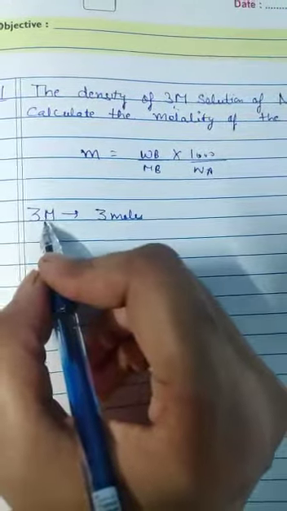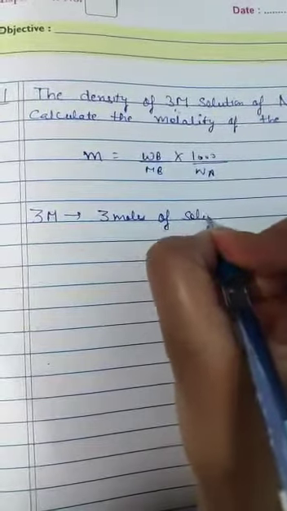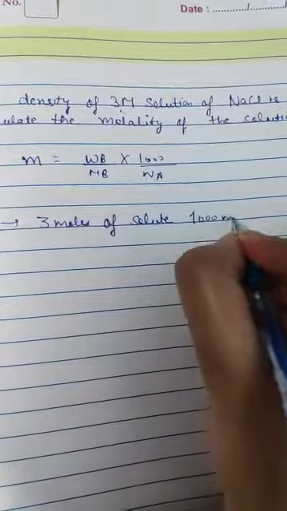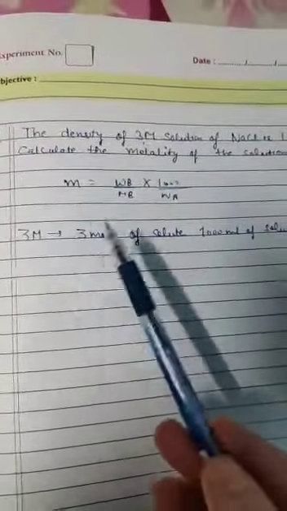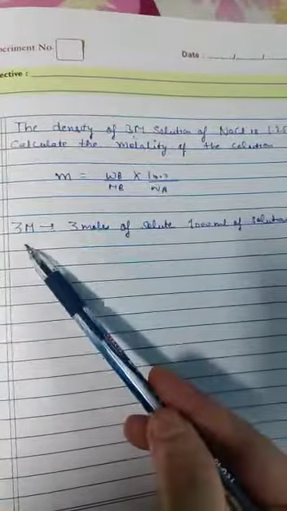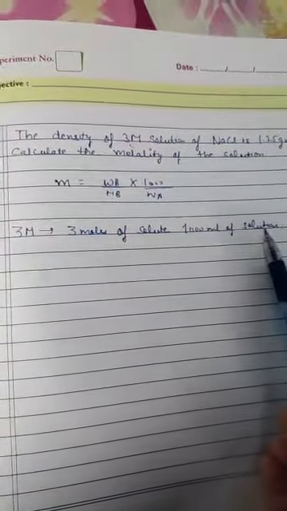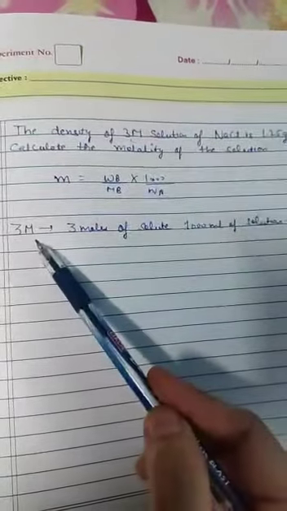So how is it formed? It is formed when 3 moles of solute is dissolved in 1000 ml of solution. We all know that the formula of molarity is moles per volume of the solution. So we will write 3M means 3 moles of solute in 1000 ml of solution. If 2M is given, we will write 2 moles. Clear?